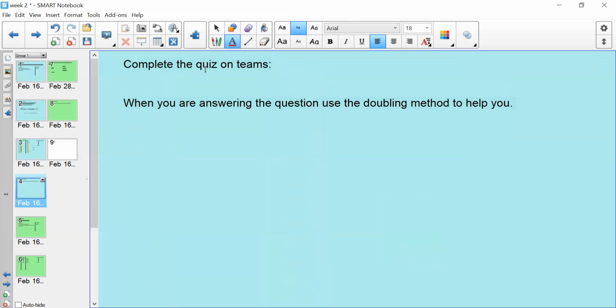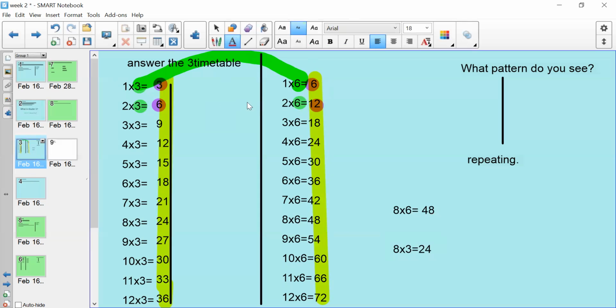Okay, so what we're going to do now is we're going to go on to Microsoft Teams, and there will be a quiz for you to do, which helps you recognize the 3 times table and the 6 times table, and to use your knowledge of the pattern that we've just looked at, the doubling pattern, to help you answer the questions. Okay, so have fun, and I look forward to seeing how many of you could do it in a really good time. So have fun.